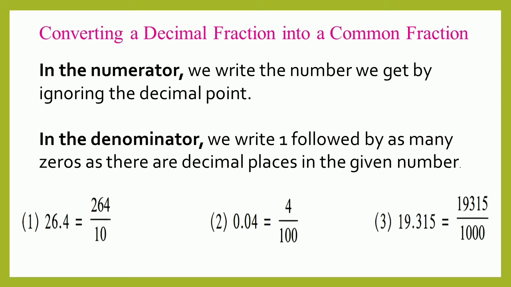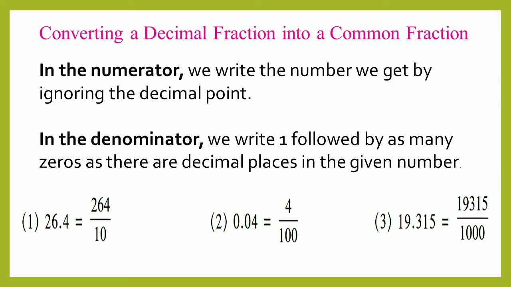Now proceed further. We will see how to convert a decimal fraction into a common fraction. For that, in the numerator, we write the number we get by ignoring the decimal point, and in the denominator, we write 1 followed by as many zeros as there are decimal places in the given number.